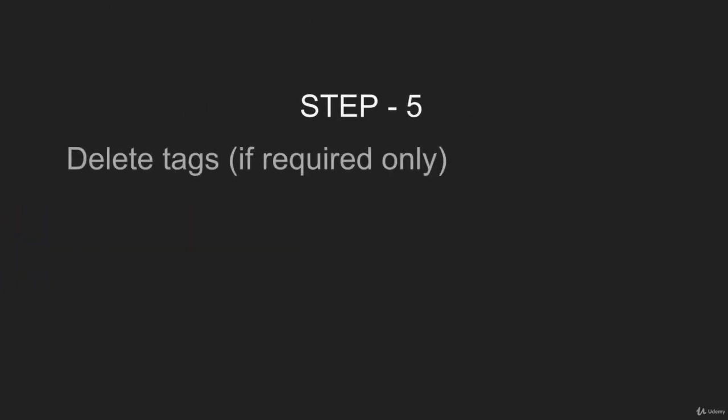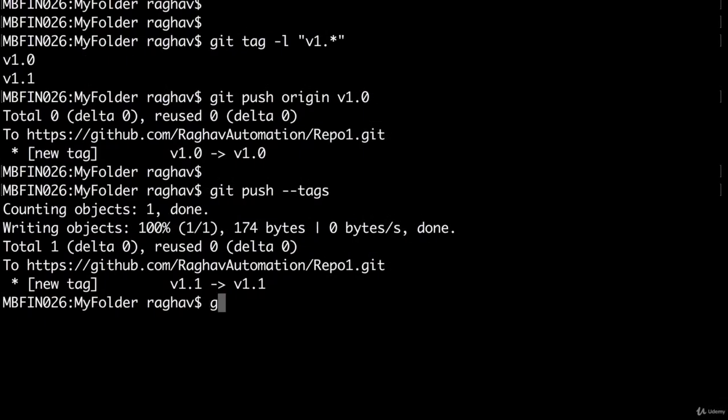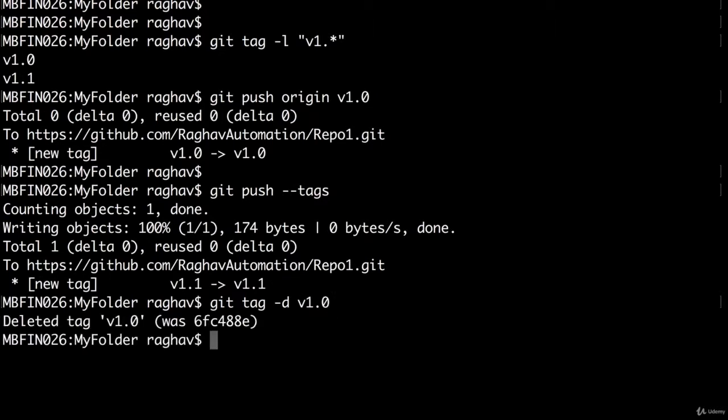If you want to delete the tags, the command will be git tag -d and the tag name, or you can also use git tag --delete and the tag name. Let me do git tag -d v1.0. It has deleted the tag v1.0. If I do a git tag now, I only have v1.1.